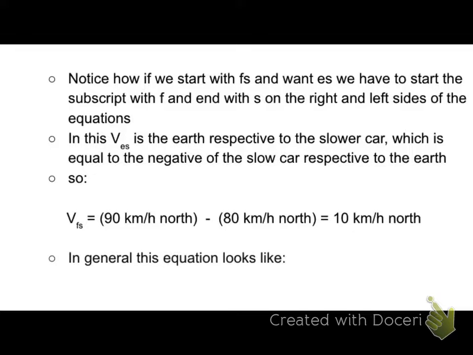In general, the equation looks like this. If you're trying to solve for a velocity of AC, you can take AB plus BC to get AC. Notice once again how we start with A and end with C, and over here we start with A and end with C, and the intermediate ones are the same. So if you're looking to set something up, that's how you're going to need to set it up.